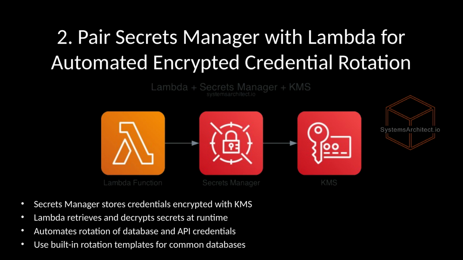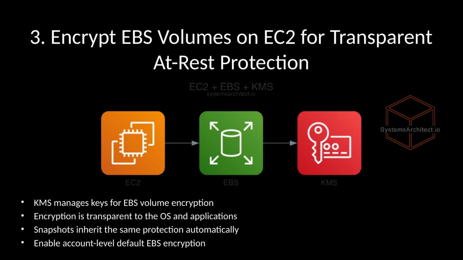A solid strategy is using Secrets Manager's built-in rotation templates for RDS and Aurora. These already wire up the Lambda function correctly. 3. Encrypt EBS volumes on EC2 for transparent at-rest protection.